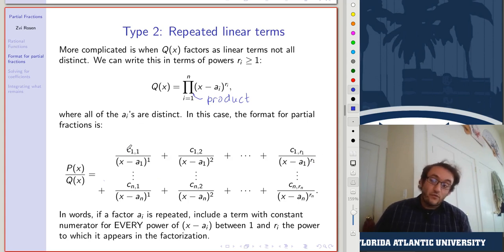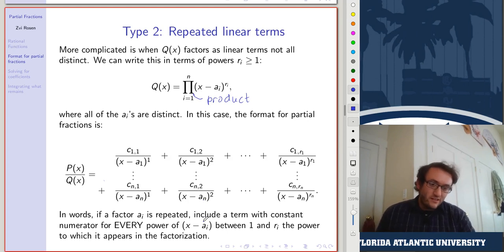Okay, and then you do that for each root, x minus a2, x minus a3, all the way down to x minus an, where again you have a constant divided by x minus an to the first power, plus a constant divided by x minus an to the second power, etc., all the way up to x minus an to the rnth power. In words, if a factor ai is repeated, include a term with constant numerator for every power of x minus ai between 1 and ri, which is the power to which it appears in the factorization.